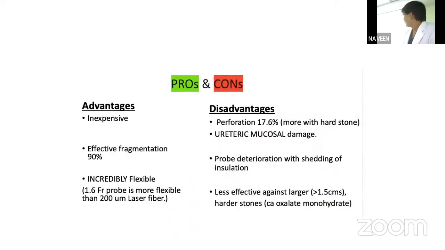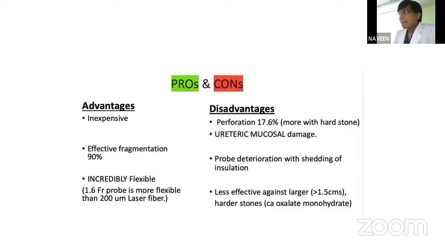The advantage of this electro hydraulic lithotripter is that they are inexpensive, effective at fragmenting the stone, and very flexible. But the major disadvantage of this system is that they have a very high perforation rate and very high ureteric mucosal damage, and they need frequent change of the probe because the probe deteriorates and the insulation wears off.